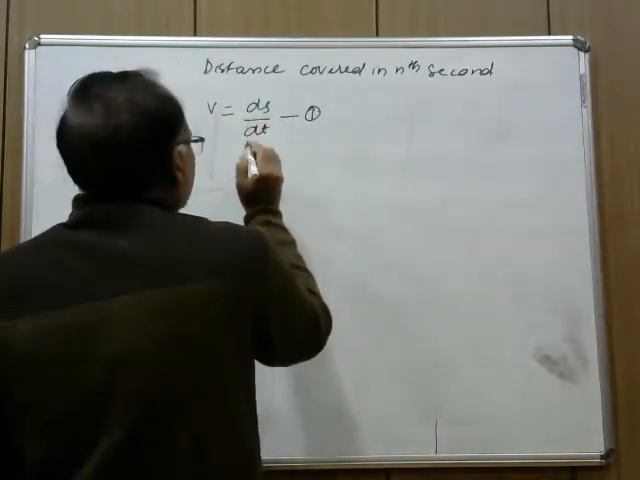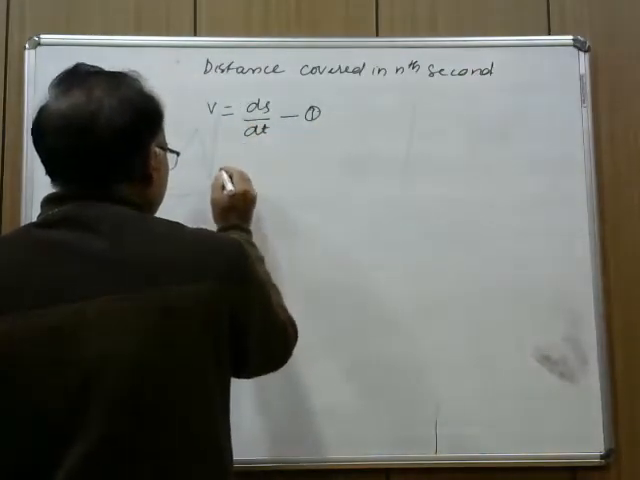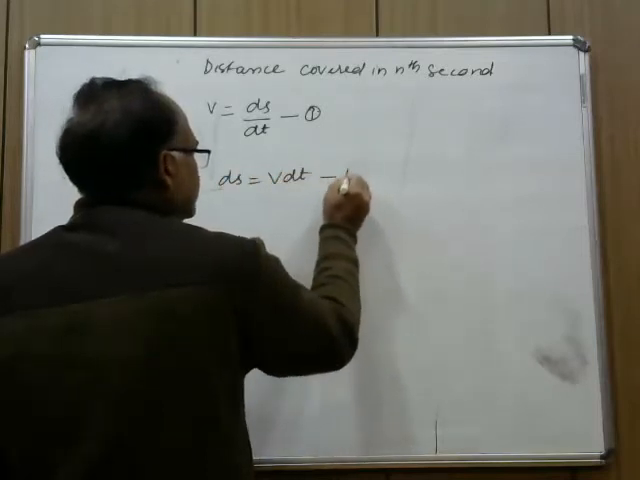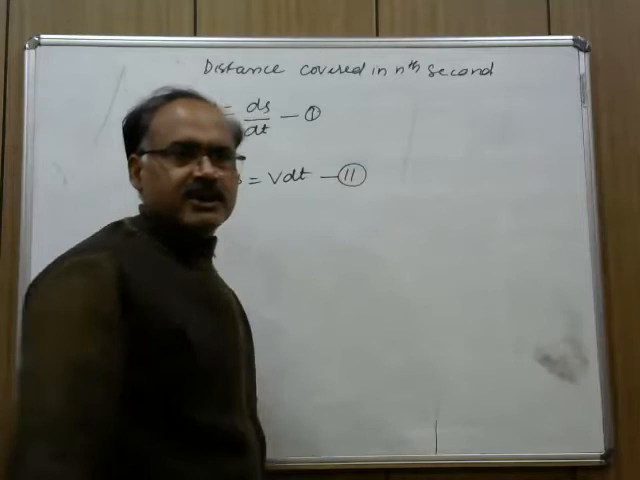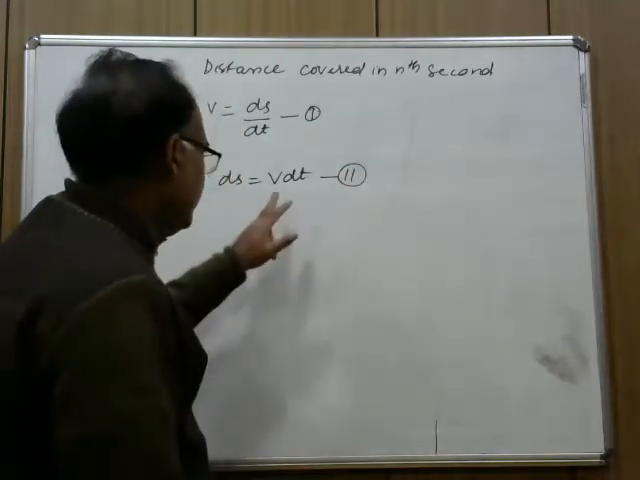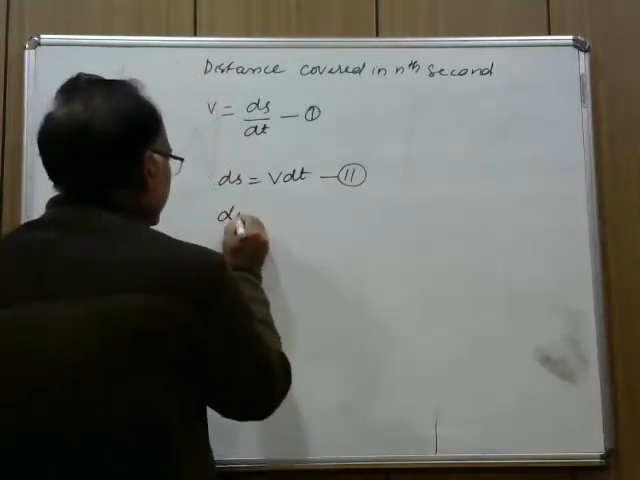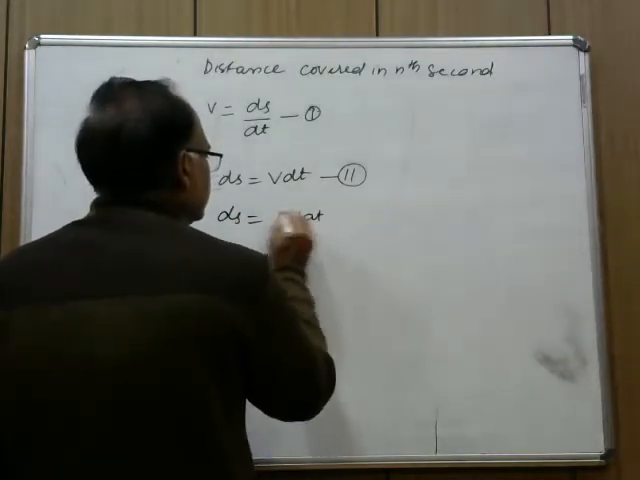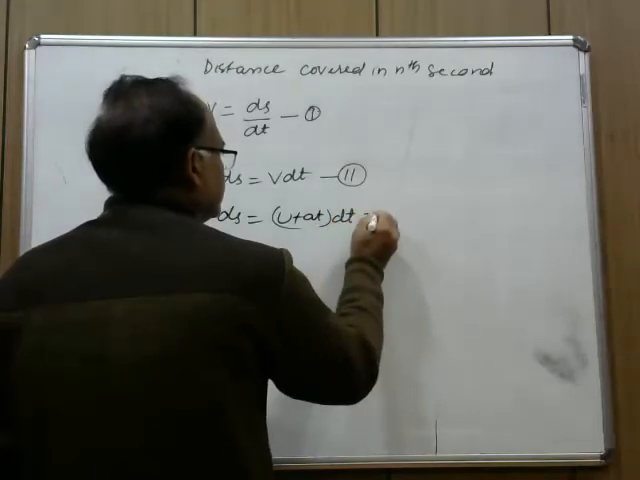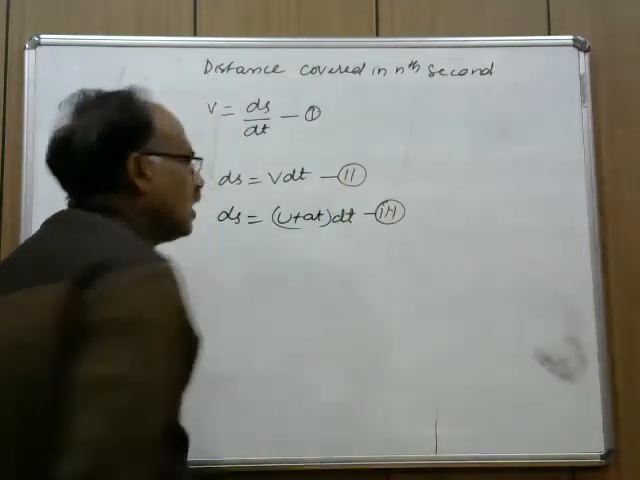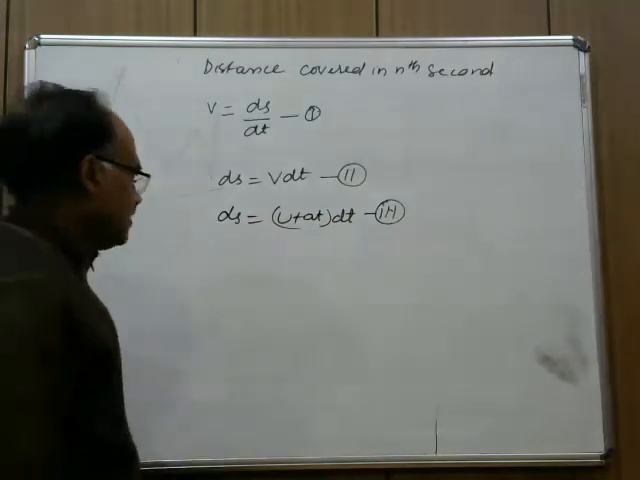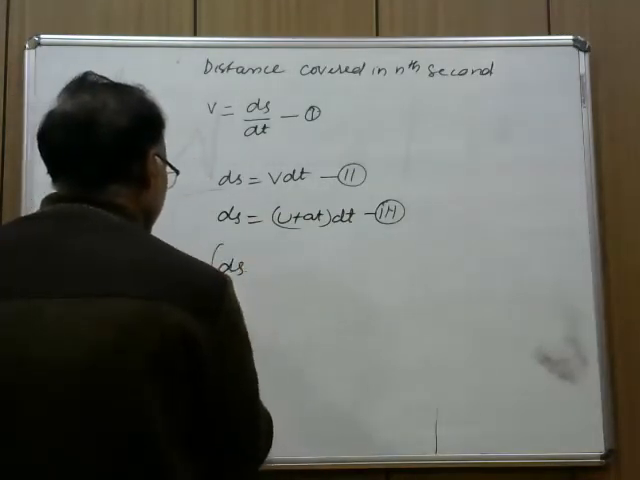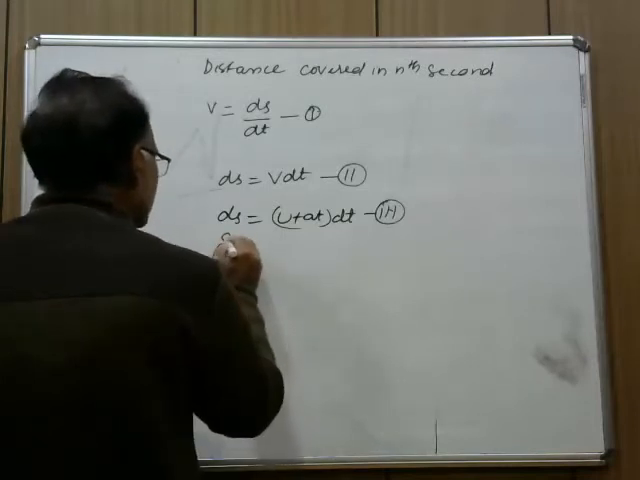We know that v is equal to ds by dt, and we can write that ds is equal to v dt. This is equation second. Now by using first equation of motion, we can write ds is equal to u plus at dt. This is third. Now integrate this function under proper limits. So see here, integration of ds Sn minus 1 to Sn.